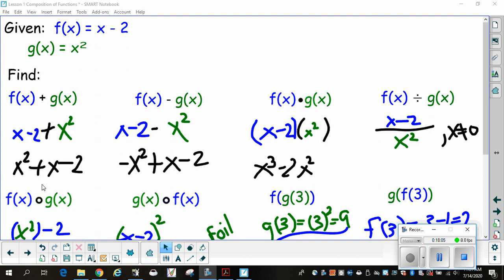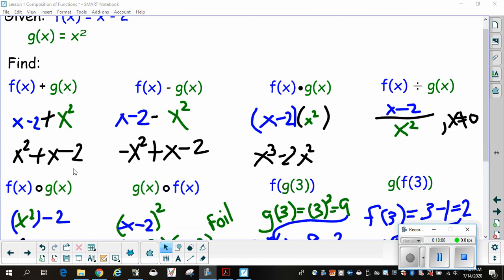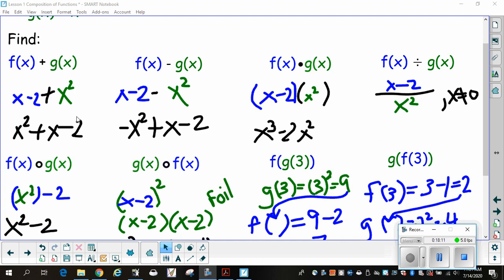Okay, hopefully you paused the video and you tried each one of these. I tried to do these a little bit color coordinated. So, you have x minus 2 plus x squared. I simply rewrote it in standard form. There's no distributing the minus because it's just a single term, so it's negative x squared plus x minus 2. Multiplying, you have to make sure that you're multiplying the x squared times the x and the x squared times the minus 2. That's all. Dividing, just a matter of putting one over the other.